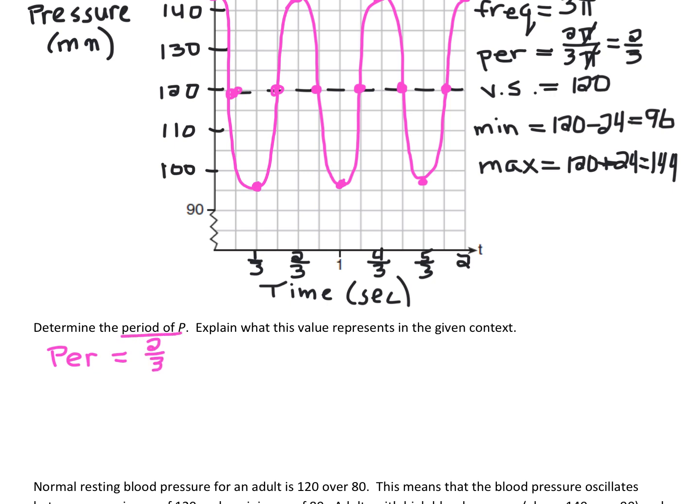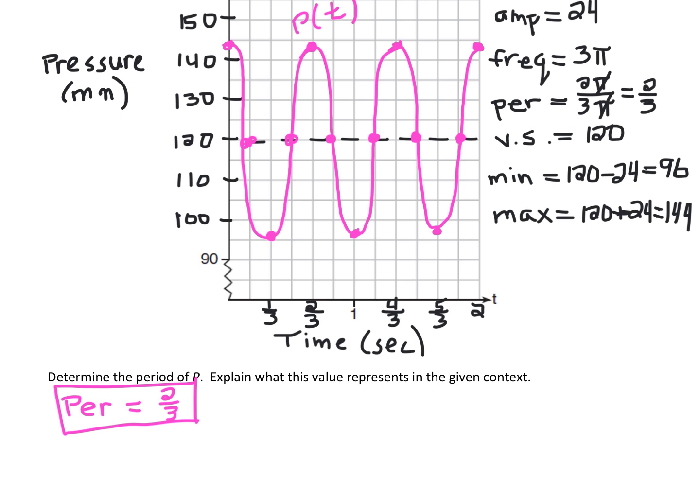Now it says to explain what it means in the given context, so in terms of what this problem is talking about. Okay, so let's think about it, right? The period's 2/3. It takes 2/3 of a second for the graph to go from this maximum point to the next maximum point. And if you want to think about what these maximum points represent, you may want to go back and just reread what the question is asking.